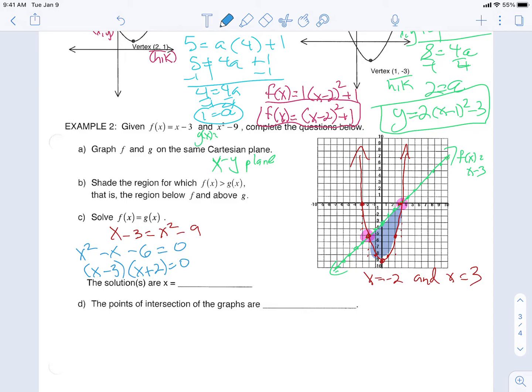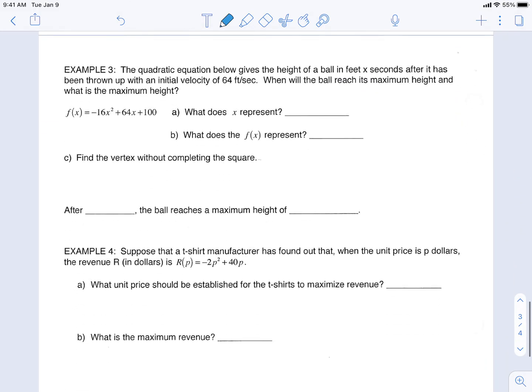And then solve for each one for x. So x minus 3 equals 0 and x plus 2 equals 0. X equals 3, x equals -2. So again, another way of getting the right answer. And the points of intersection of the graph are over here. I already got them: (-2, -5) and (3, 0). Okay. All right. And now the last thing here.